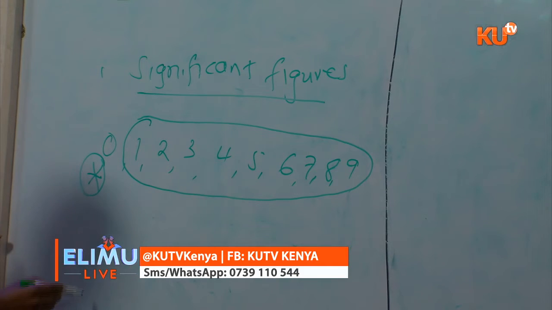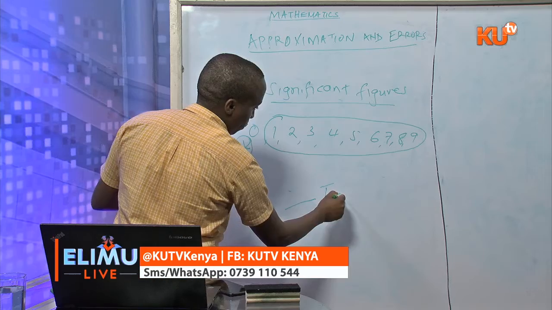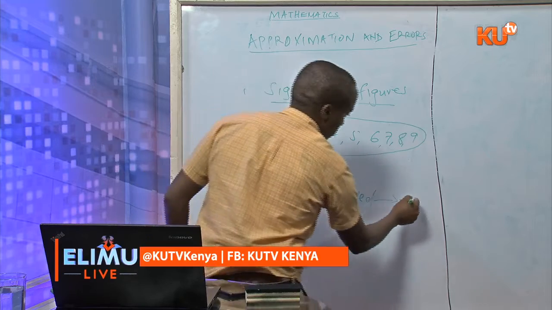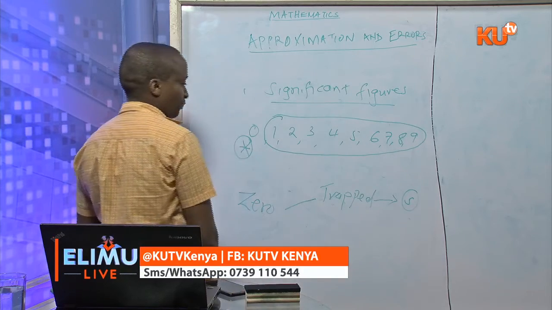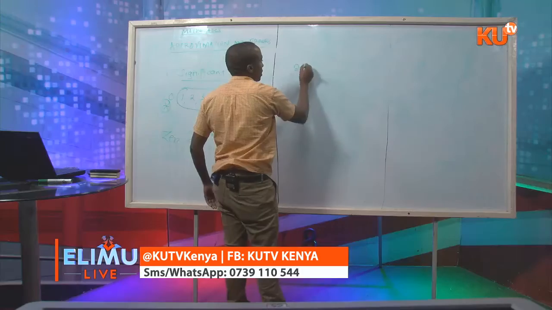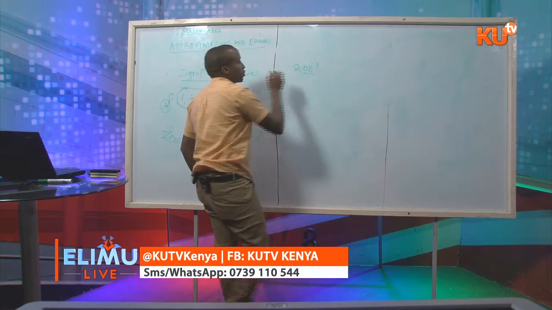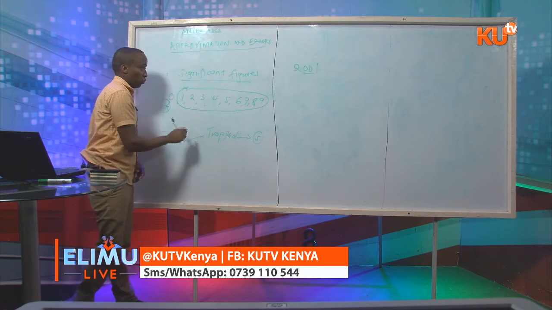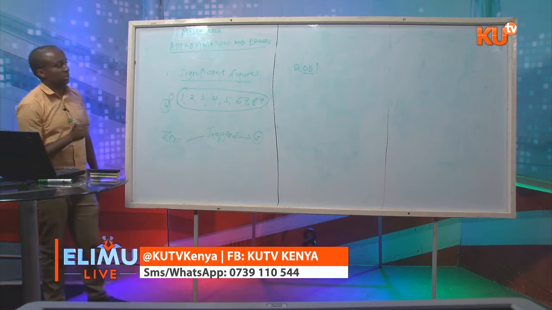So zero: the trapped zero is always significant. What do I mean by the trapped zero? If I look at any number here, these two zeros are in between two numbers. So those are trapped zeros, and they are significant.